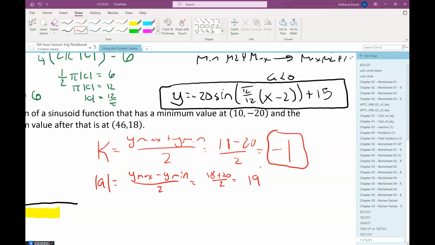Would you say it was half the distance? Half the distance between the max and the min, like vertical distance. Oh, okay. Right? So I'm just taking the difference in their y coordinates instead of the sum. Mackenzie, still doing okay?